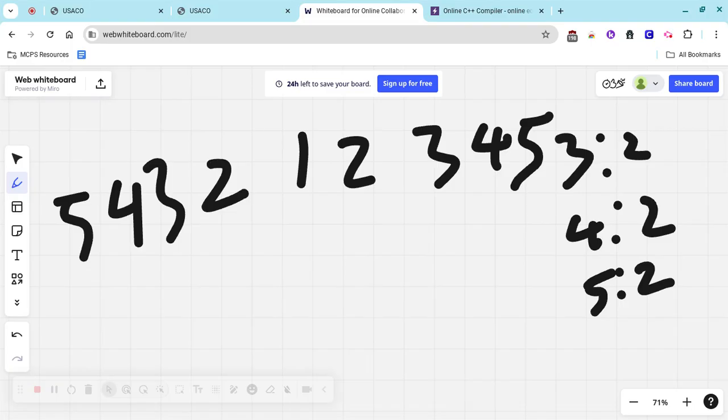So we want numbers that are greater than or equal to 2 that appear at least 2 times. Then we can use them in the forward part, which is increasing, and then the backward part, which is decreasing. So this is the pattern we're trying to look for.